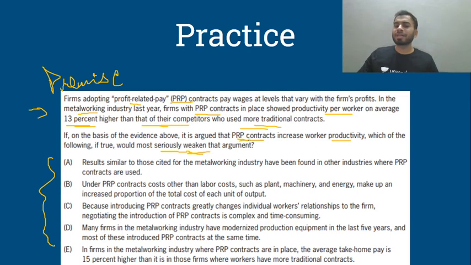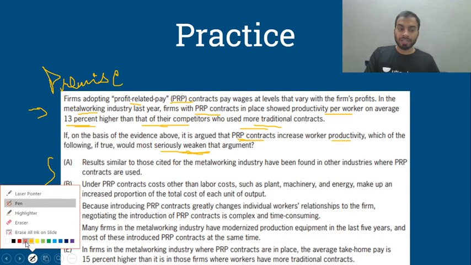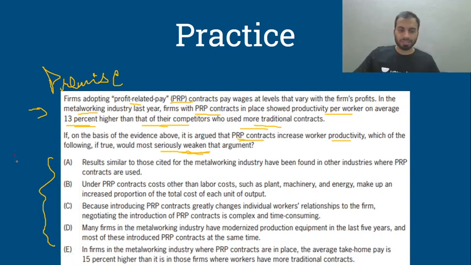They are saying कि PRP contract की वजह से productivity बढ़ी है. So figure out if out of the five options there is an option that is telling you that no bro, there is no cause and effect relationship here, right? There are other reasons behind the productivity going up, then we'll go ahead with that option because that will be weakening the argument, right? So take 90 seconds, figure out the answer option, and then I'll take you through the process of elimination.